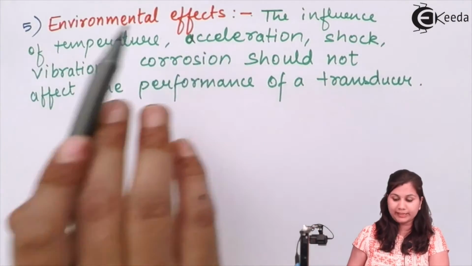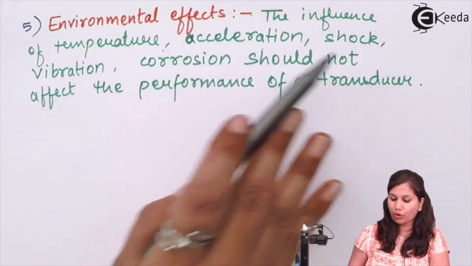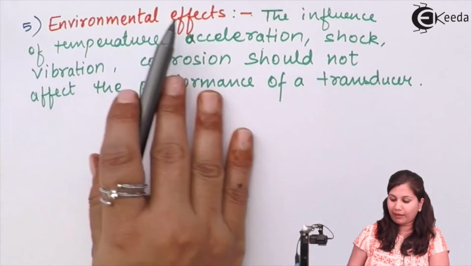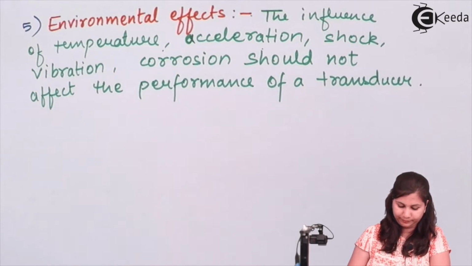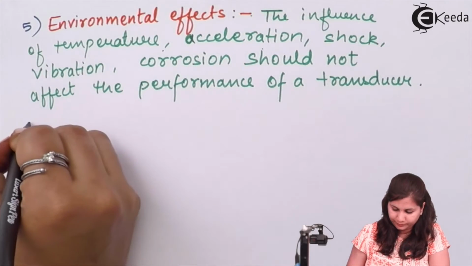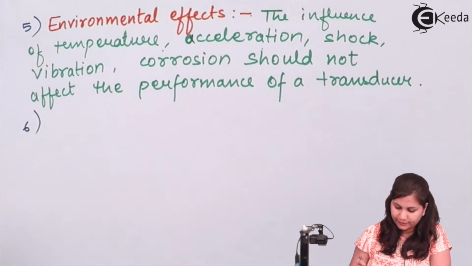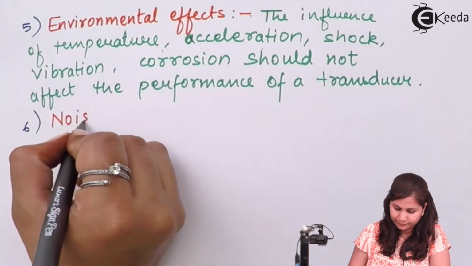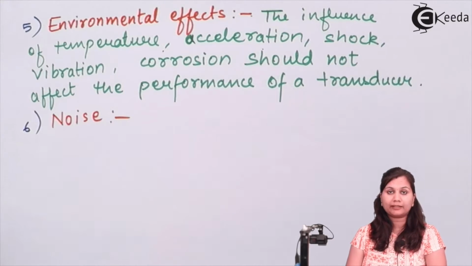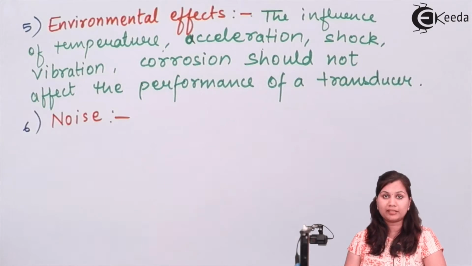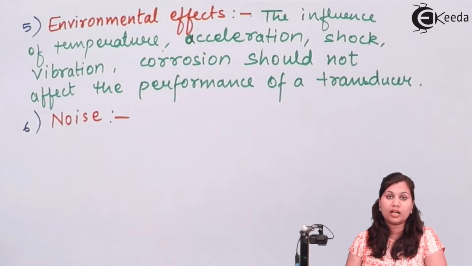Environmental effects like temperature, acceleration, shock, vibration, and corrosion should not affect the performance of a transducer. Next is noise. Not only the environmental factors but also noise should not affect the output of the transducer. The output of the transducer should not be contaminated by unwanted or undesirable signals, which are called noise.